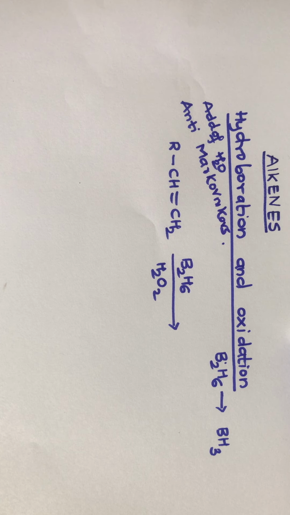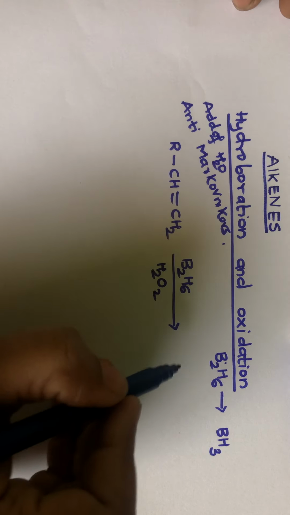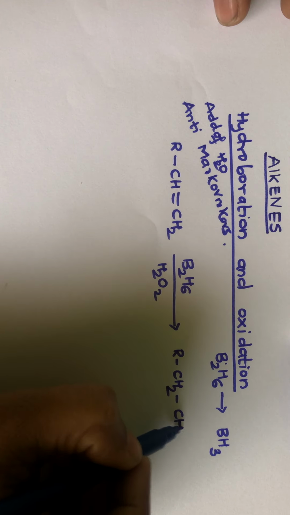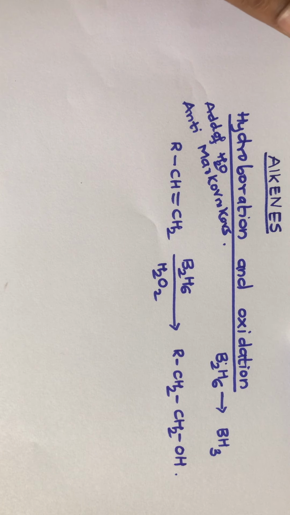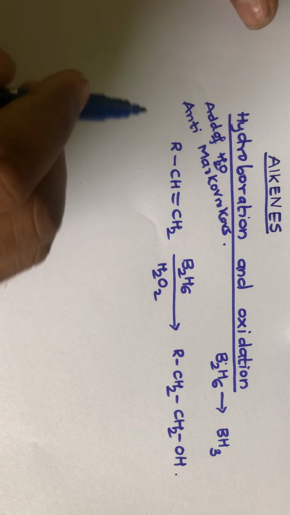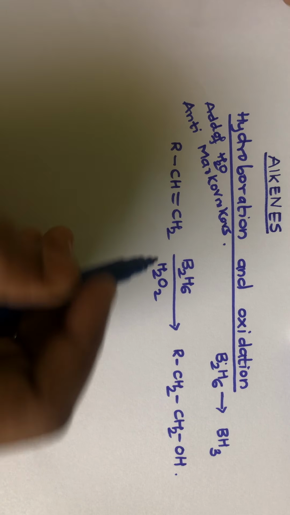What does Markovnikov's addition say? The negative part of the reagent attacks the carbon containing the least number of hydrogen atoms. But anti means here the product will be RCH2CH2OH. This is the product that you get. So the reaction occurs in two steps. First step, hydroboration takes place, and next step, oxidation takes place.